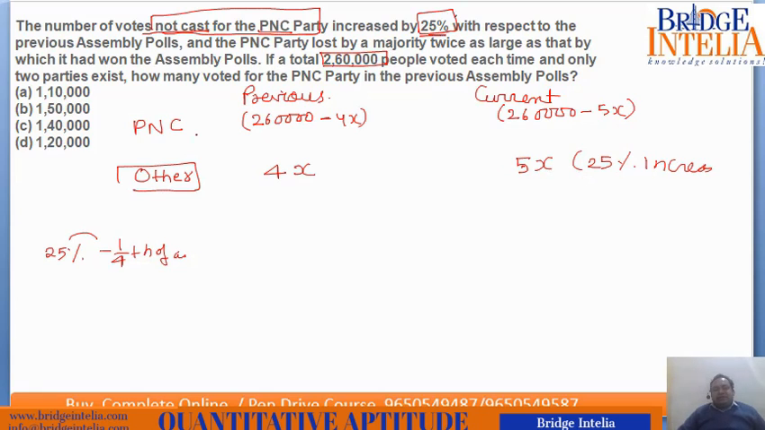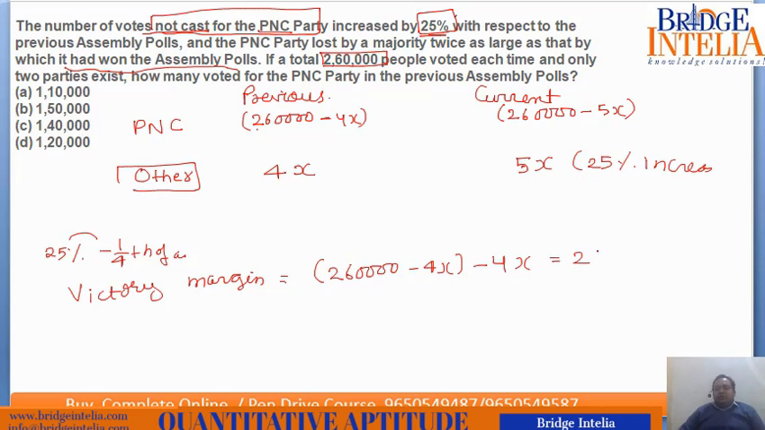In the last election, the PNC party had won. So what was the victory margin of the last election? PNC had won last time. This is what PNC received, and this is what its opponent received. So this is the difference of votes, which comes out to be equal to 2,60,000 minus 8x.